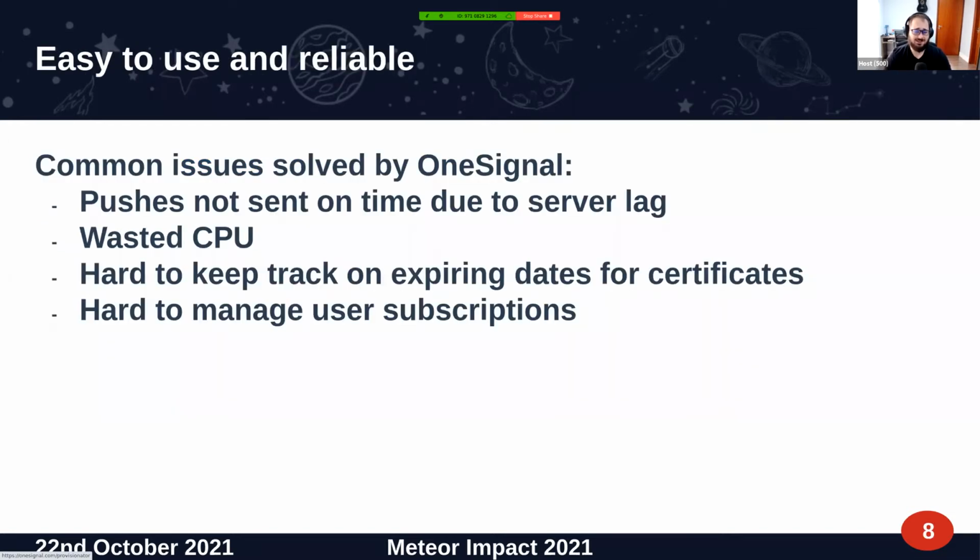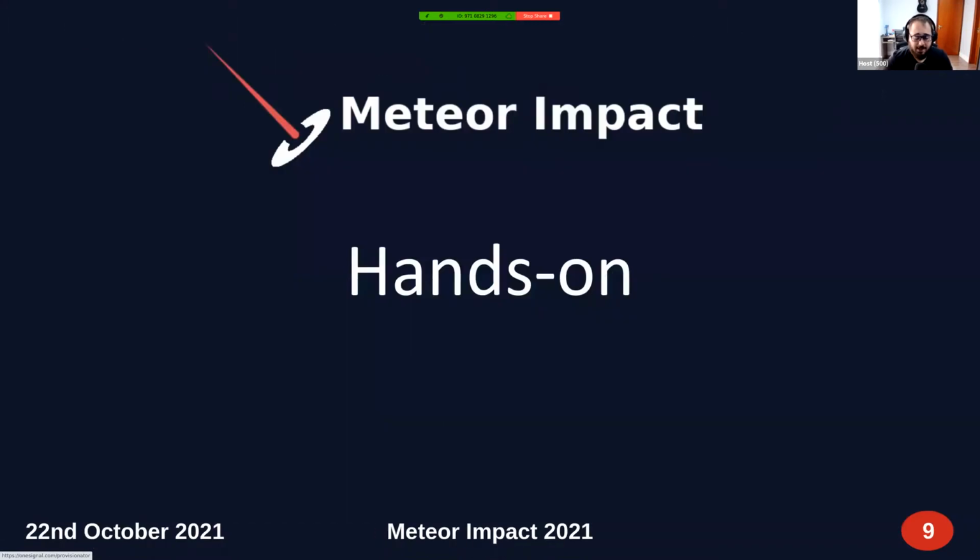Okay, there's also something good about OneSignal: you don't need to run anything in your server, because you just do an API call and it solves these things that are really common if you're implementing a custom-built solution for sending push notifications. Delayed push notifications are really bad, CPU is going to be wasted on jobs, and it's hard to keep track of expiring dates, so this is solved on OneSignal. It's also hard to manage user subscriptions, and sending manual messages is also a big thing in manually made push notification servers.